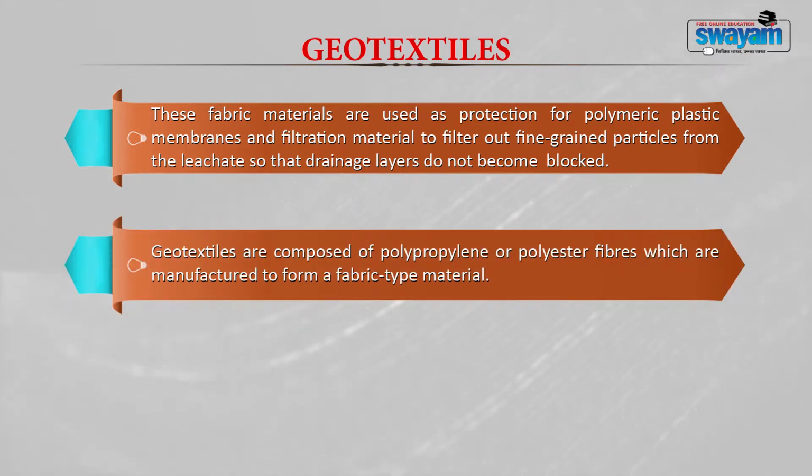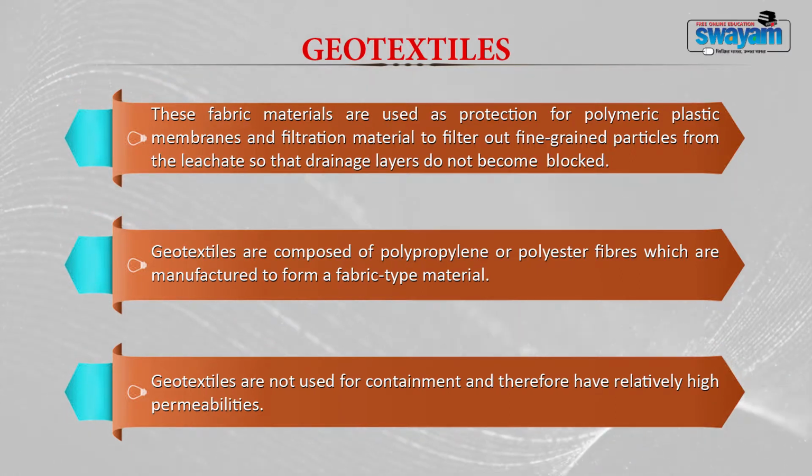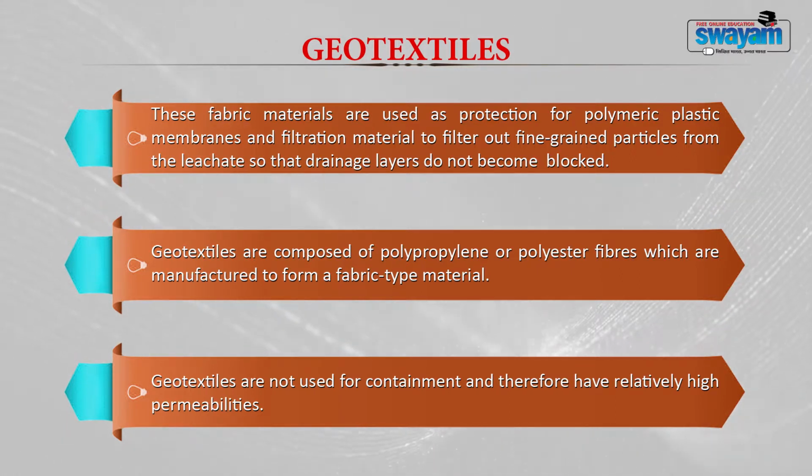Now, geotextiles are composed of polypropylene or polyester fibers which are manufactured to form a fabric type material. Geotextiles are generally not used for containment. They are just used for filtering out larger particles because they have relatively higher permeability when compared to other liner material. Now, let us discuss the different liner systems.